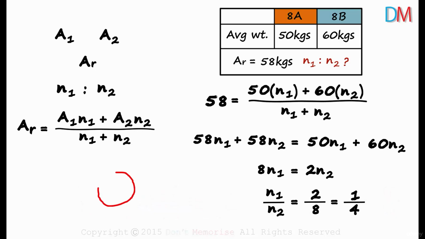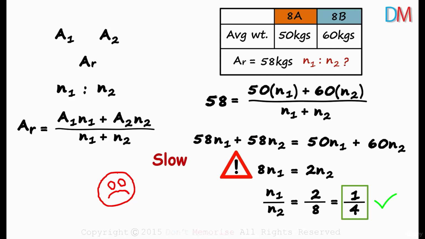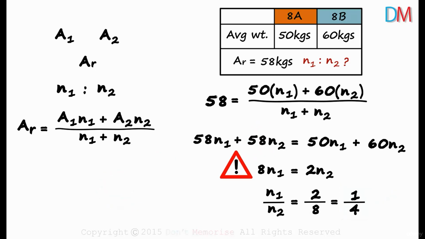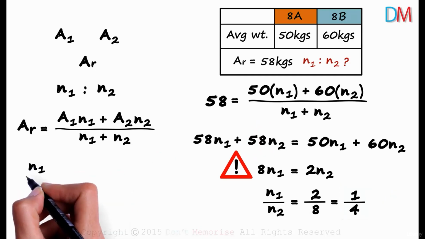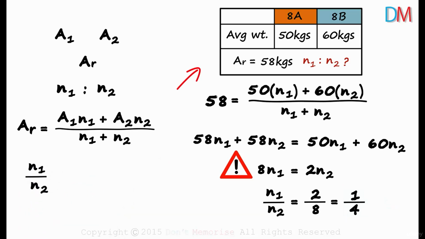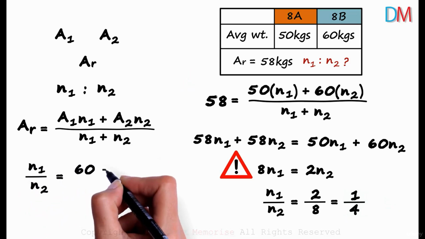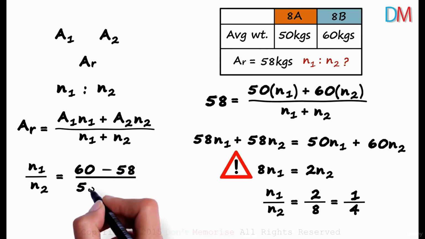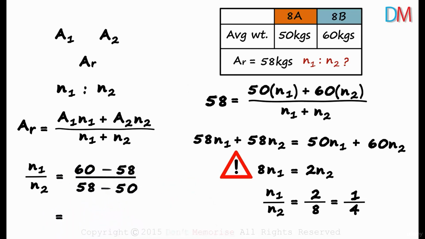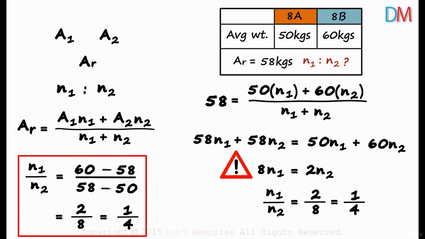But now I'm going to give you some bad news. This was just a waste of time. The answer is correct, but it's a very slow process. So what's the fastest way to find N1 over N2? Looking at the data of this problem, it can directly be written as 60 minus 58 over 58 minus 50. That's 2 over 8 or 1 over 4. That's it. This took us less than 5 seconds.